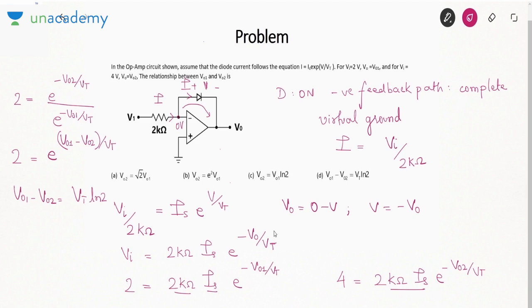Now the answer from these options will be D. So this is nothing but a log amplifier. Even if you don't remember the correct relation, no need to memorize. You can always solve it using the concept of virtual ground.